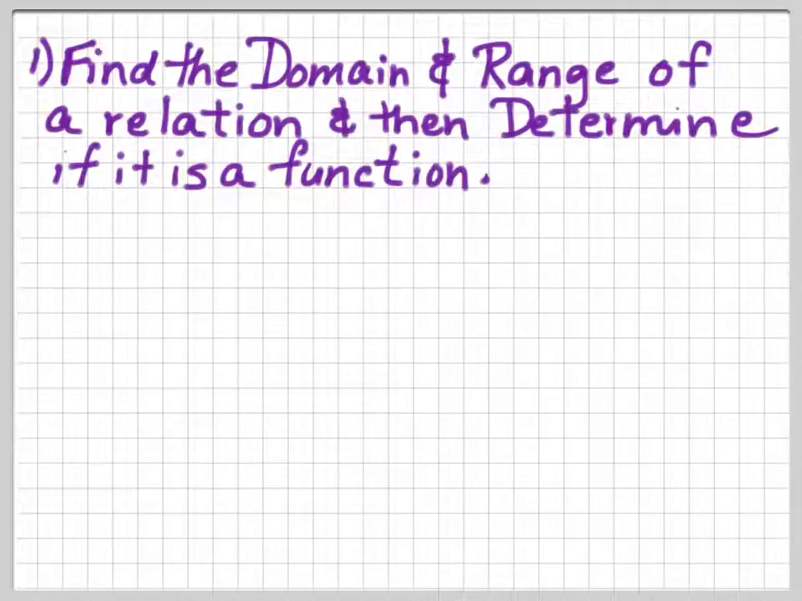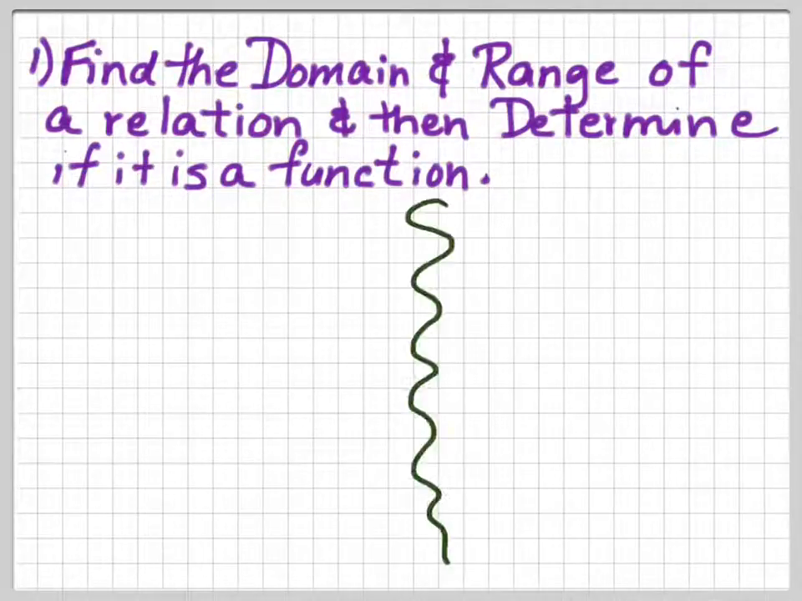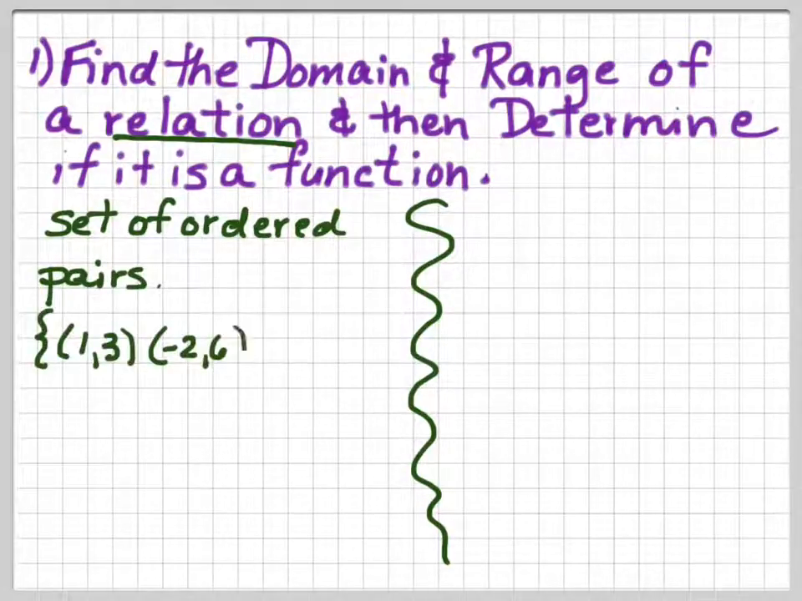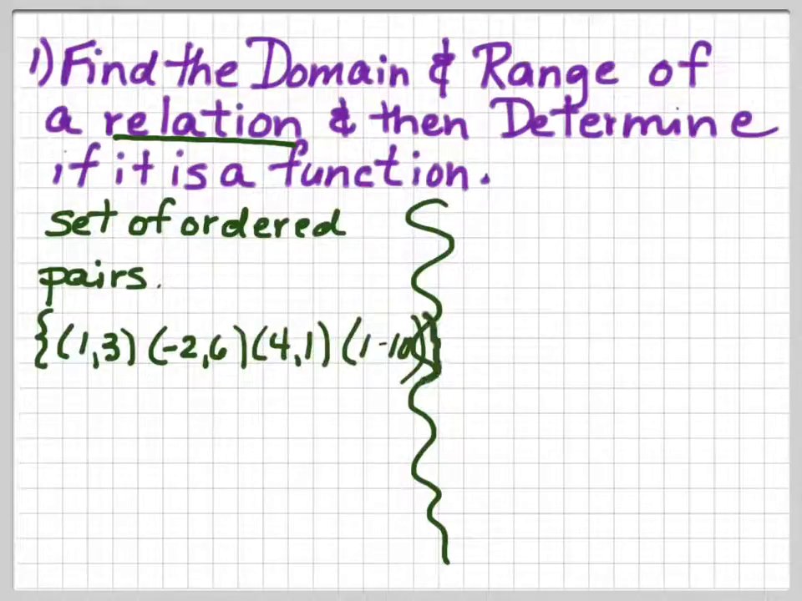So the first thing we want to do is find the domain and range of a relation and then determine if it is a function. So let's take a look at, first of all, a relation. What's a relation? Well, it's a set of ordered pairs. Any set of ordered pairs x and y. And so I'm going to give you an example here. We have the set of (1, 3), (-2, 6), (4, 1), and (1, -10).